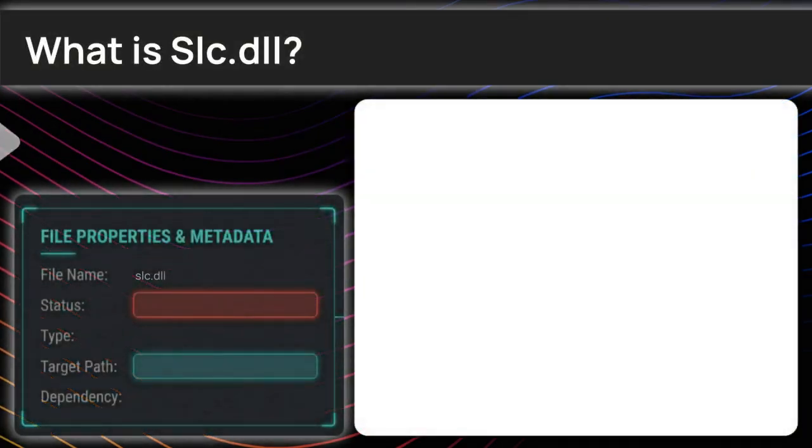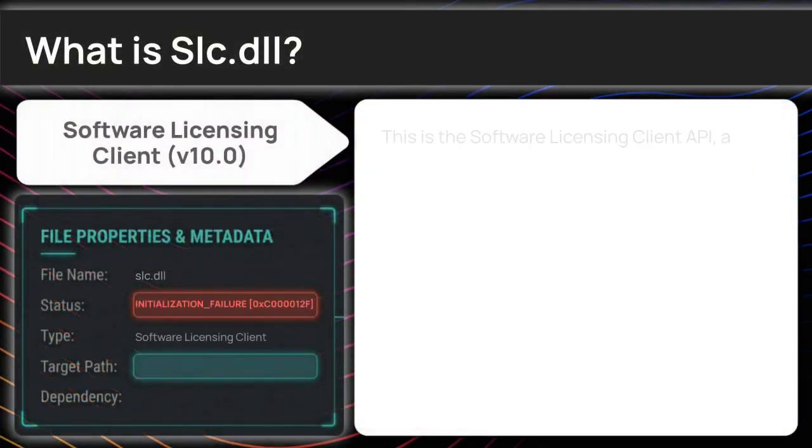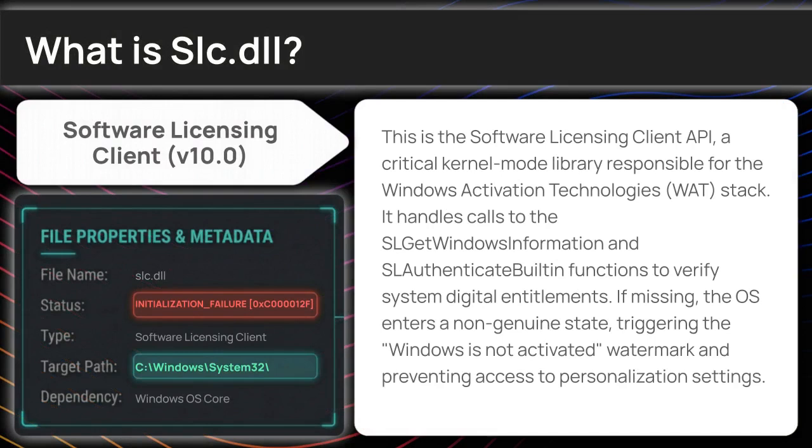This is the SLC library. This is the Software Licensing Client API, a critical kernel mode library responsible for the Windows Activation Technologies (WAT) stack. It handles calls to the SLGetWindowsInformation and SLAuthenticateBuiltin functions to verify system digital entitlements. If missing, the OS enters a non-genuine state, triggering the "Windows is not activated" watermark and preventing access to personalization settings. Now that the technicals are covered, let's run the official installer.